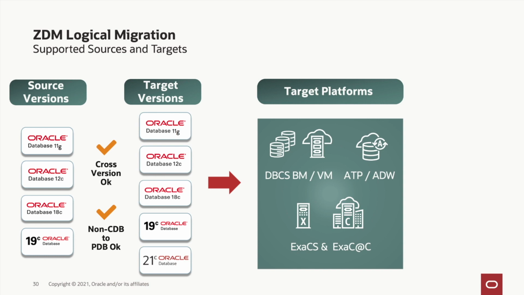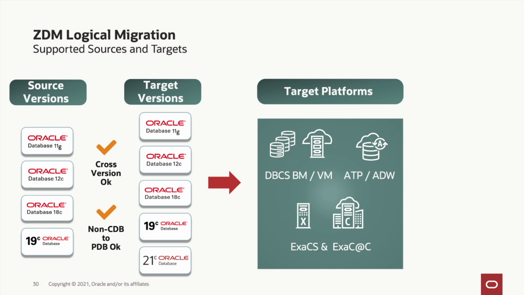So logical migration in ZDM allows for source versions 11.2.0.4 onwards and targets 11.2.0.4 and higher as well. A big difference here is that you can actually migrate cross version, meaning you can perform an in-flight upgrade. What does that mean? It means that if you are on 11g, you can actually migrate to 19c, or if you're on 12c, you can migrate to 19c. So basically you can migrate to a higher target version if you want to. Also, we perform non-CDB to PDB conversion, so you have that option as well with logical migration.